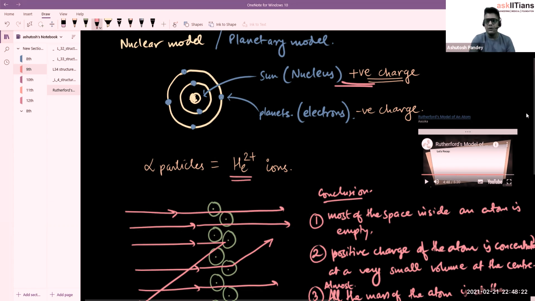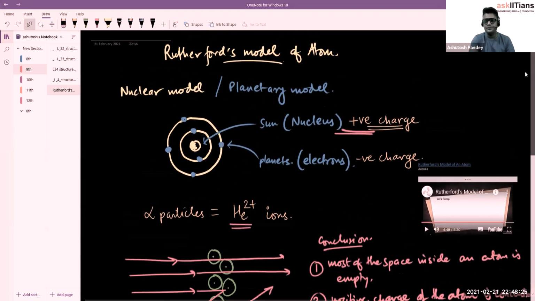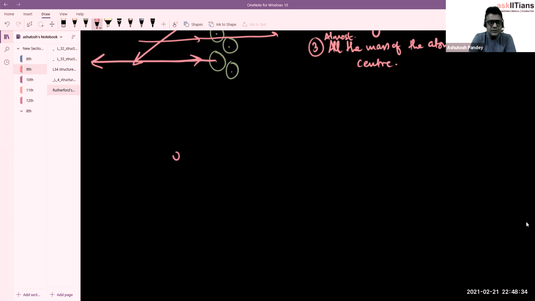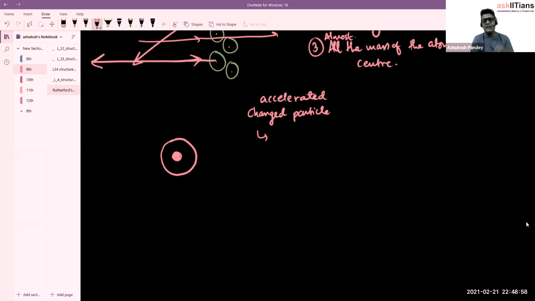Clear? Now regarding the drawback. This was the observation and the conclusion based on it. Now there is Maxwell's theory, according to which if there is a charged particle which is experiencing any acceleration or force, an accelerated charged particle, it will lose energy. It will start losing its energy.